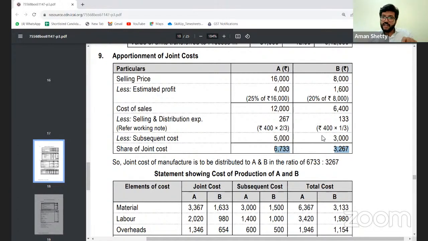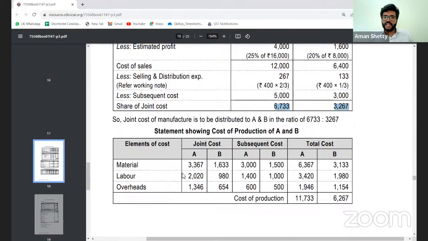This is where the classroom problem ended. Your RTP goes one step ahead because you have a split. So they're finding out the split of material, labor, and overheads. They're finding out the split of the 6733 and rupees 3267 for material, labor, and overheads. So, share of joint cost.